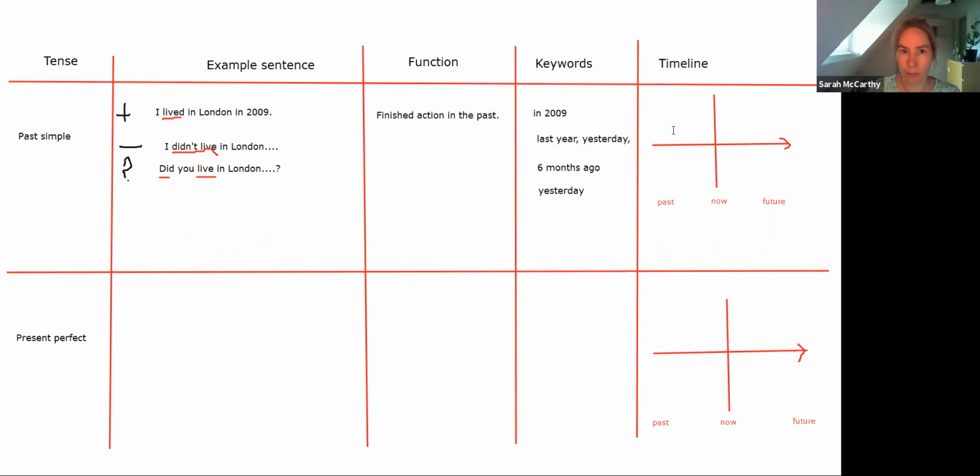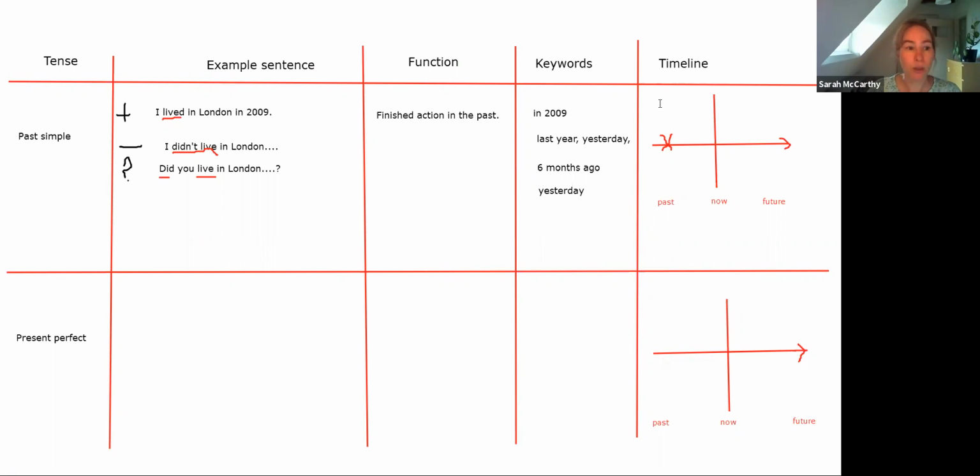And what can also help you to bring out the differences between tenses are timelines. So here, this one, how would we make this timeline indicate the past simple? It's a finished action in the past. So if I put in a cross, it's in the past, it's finished, it's gone.